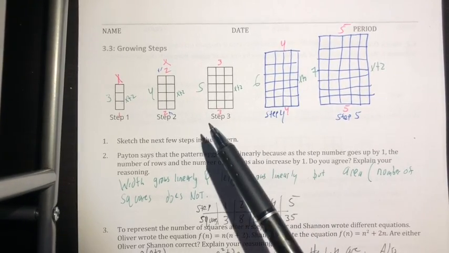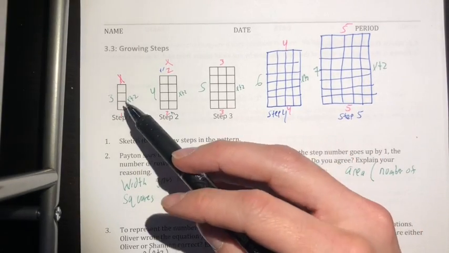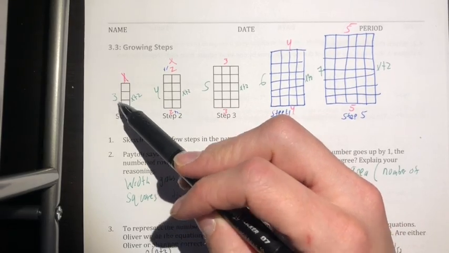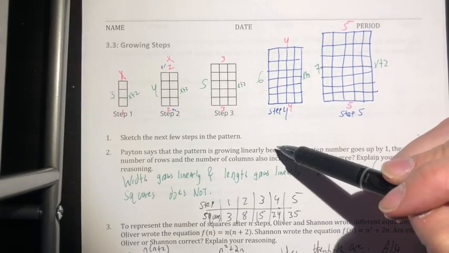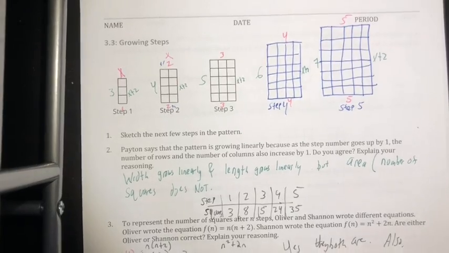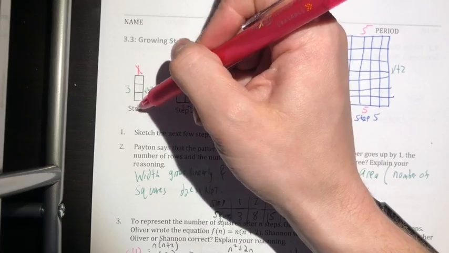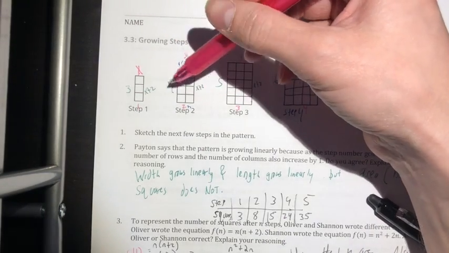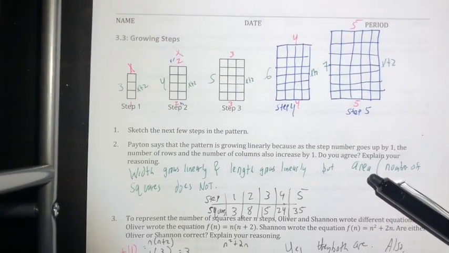So here's my next few steps for our pattern. I just realized you add 1 to the width, and you add 1 to the height every time. So here my width was 1, height was 3, 1 by 3, 2 by 4, 3 by 5. So that's going to be a 4 by 6 and a 5 by 7. And then I wrote them algebraically. I noticed that the width in pink was always the step number, and the height was always 2 more than the step number, x plus 2. That's going to come in handy more for question 3.